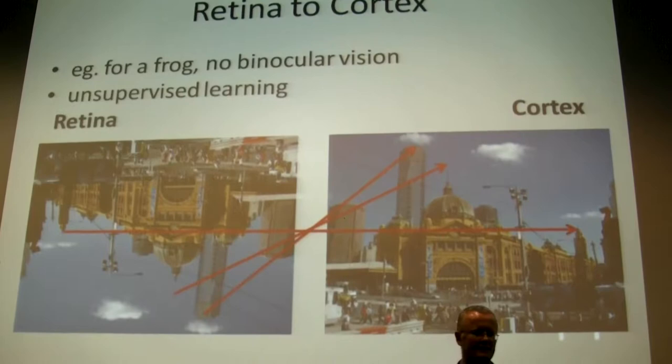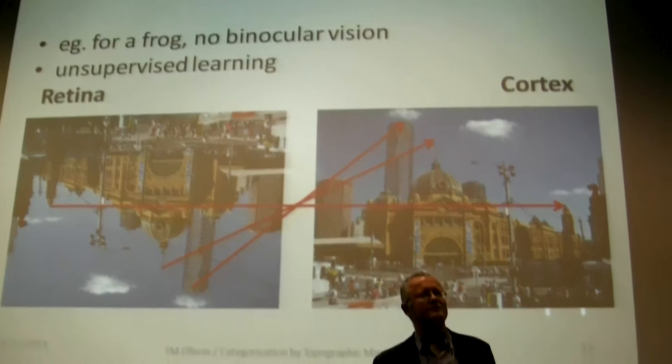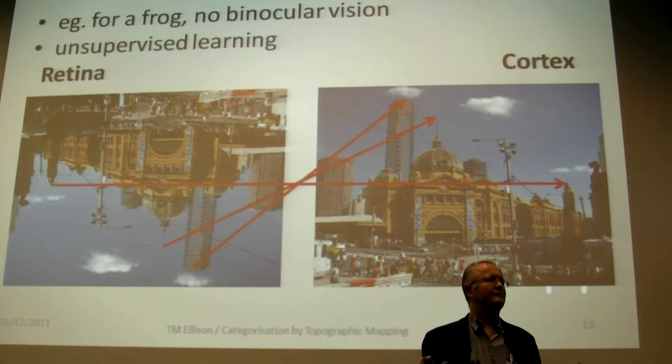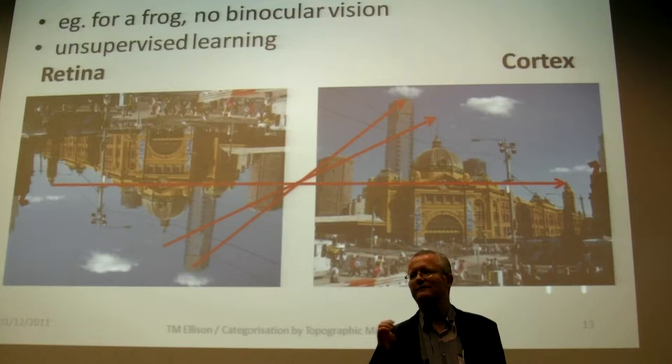They get mapped onto the cortex, but this is a topographic mapping, and that's an important thing. Particularly if you're a frog, it's a really simple process, because frogs don't have binocular vision. So one eye looks over there, one eye looks over there, in the usual case for a frog. And so there's a fairly straightforward mapping from the retina on one side onto the corresponding part of the cortex. Nearby points on the retina map to nearby parts of the cortex.